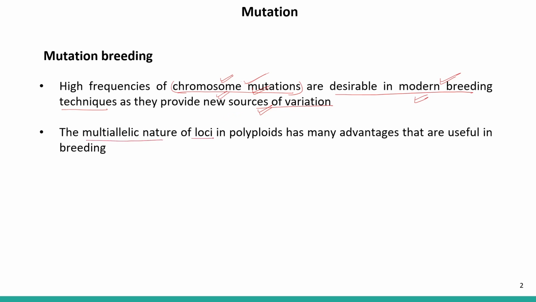The multi-allelic nature of loci in a polyploid has many advantages that are useful in breeding. In polyploids, one particular gene is present in multi-allelic form, meaning for one particular gene there are a number of alleles. We have already discussed polyploids in a different session, so we are not going to study much about it. But yes, the multi-allelic nature of loci in polyploids has a great advantage in breeding techniques.